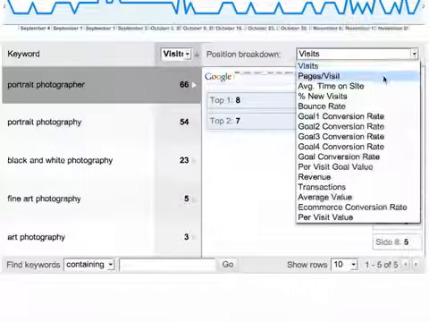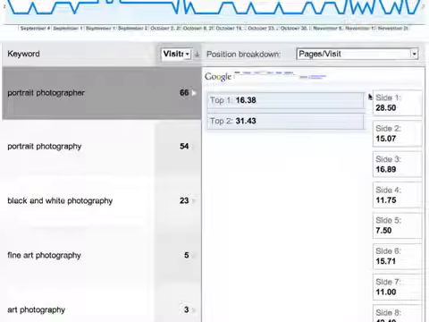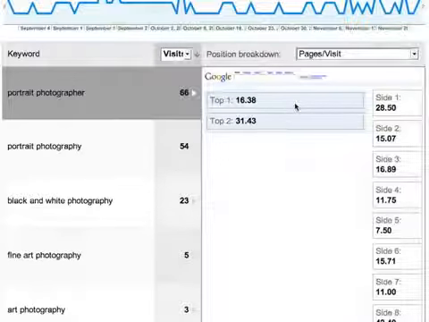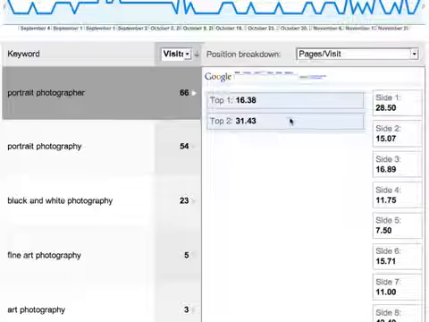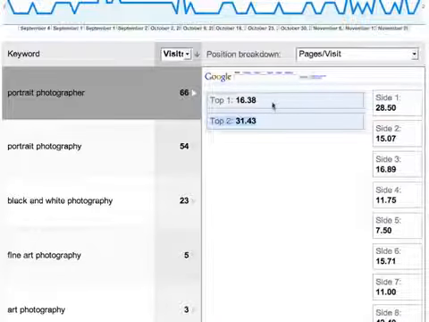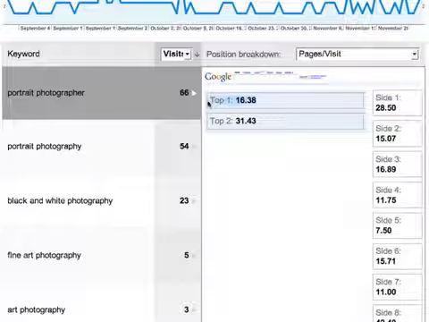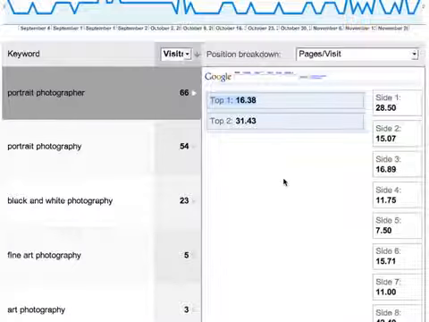But I can also change the metric here in the drop-down. So now we can see that the top 2 position for this keyword referred visitors who looked at 31 pages, whereas the top 1 position referred visitors who only looked at 16 pages.